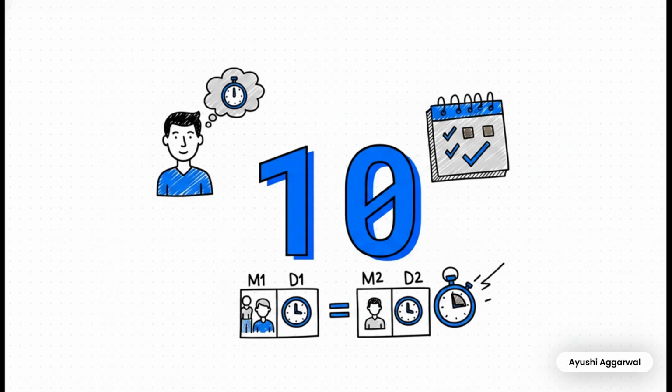Excellent job to all the students who calculated that mentally before I even finished explaining. Whenever you see these men and days problems, just write down M1 D1 equals M2 D2 and solve it in a flash. Exam mein bataya na, fatafat solve karna hai.